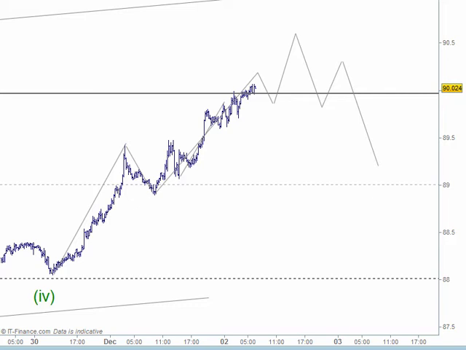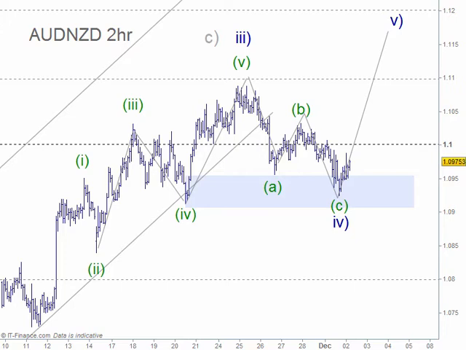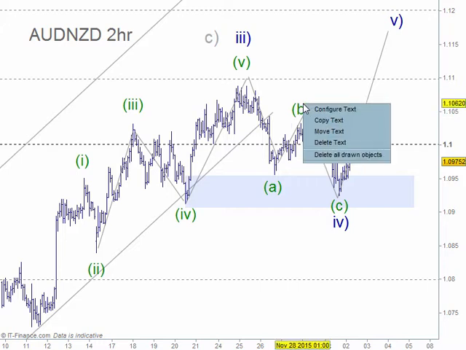On the next chart, I want to have a look at the Australian New Zealand dollar here. We'd been looking for this wave 4 to pull back to this wave 4 of 1 lesser degree and the 38.2 retracement level. So that's coming in nicely now. So you can find yourself a way in here to go long in here.